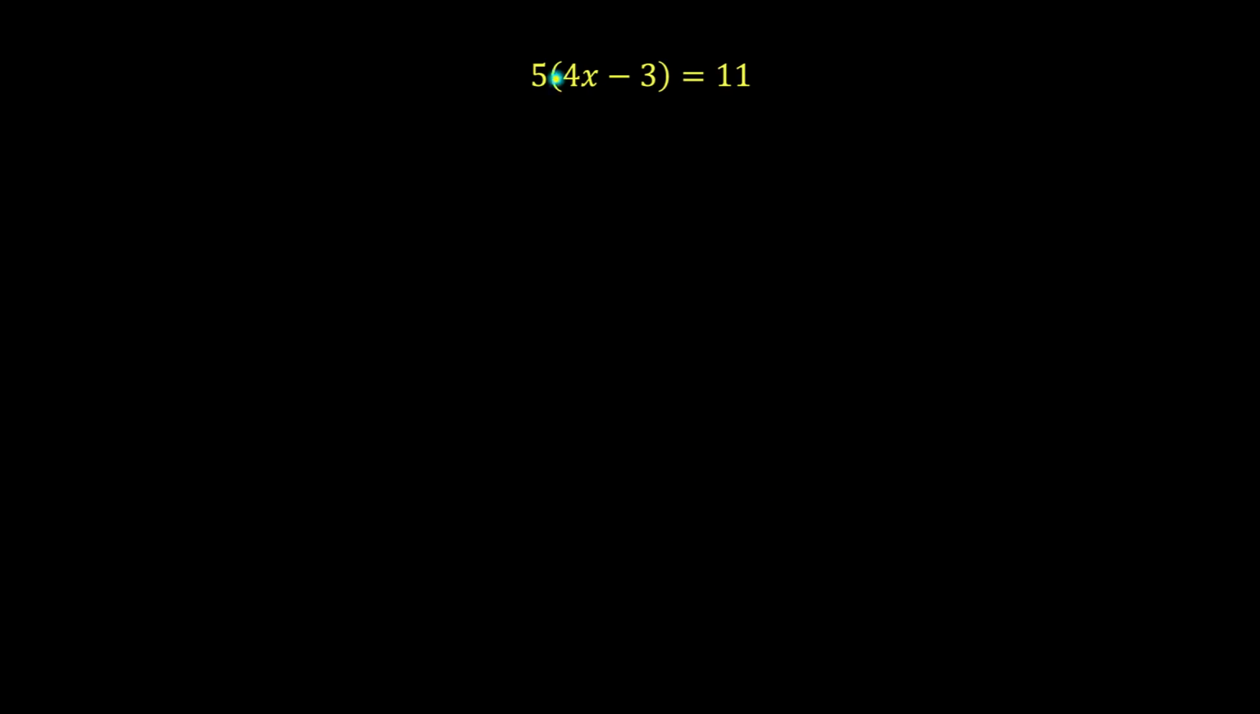Now, this time we've got one where the 4x minus 3 is in the bracket. So what do we do first? Well, first of all, we'll deal with the brackets. We need to multiply the brackets. So 5 times 4x would give me 20x. 5 times minus 3 will give me minus 15. And that is equal to 11.